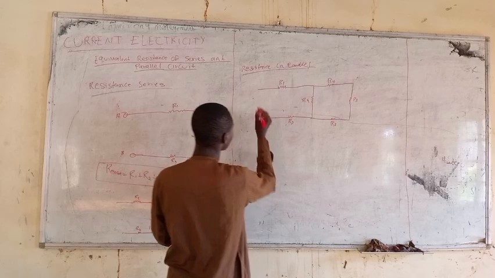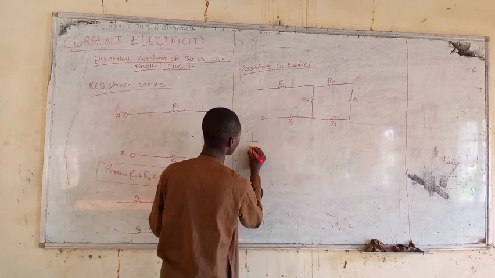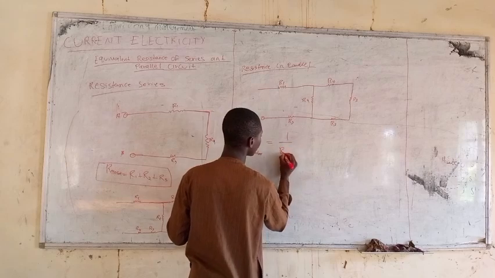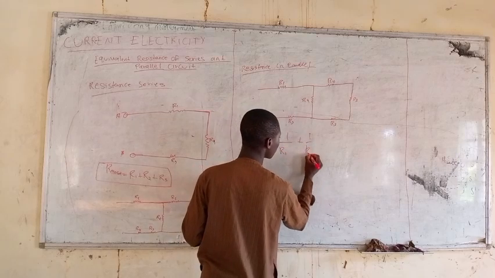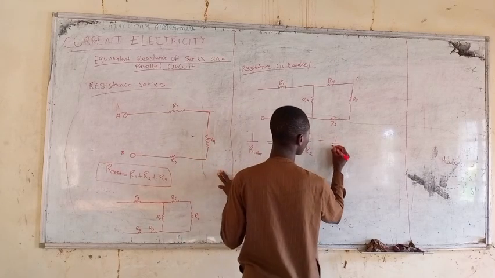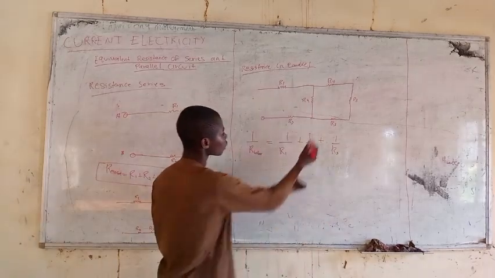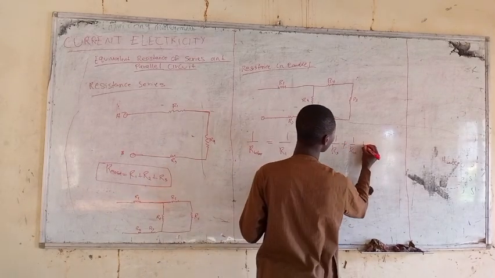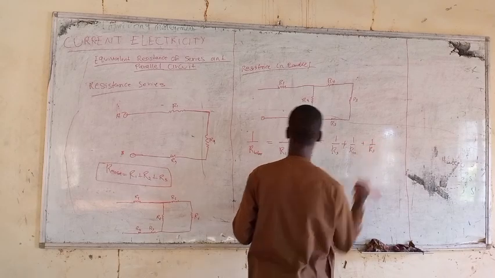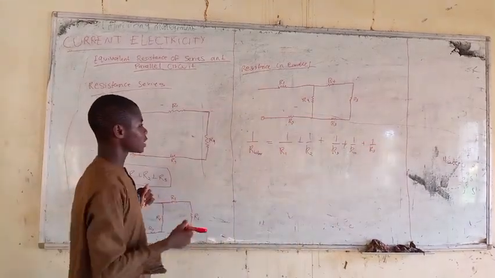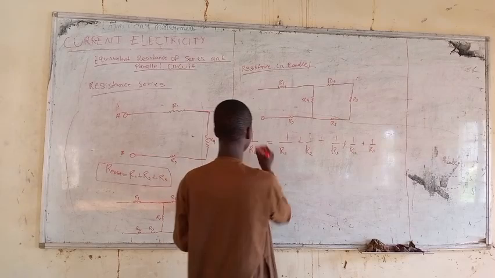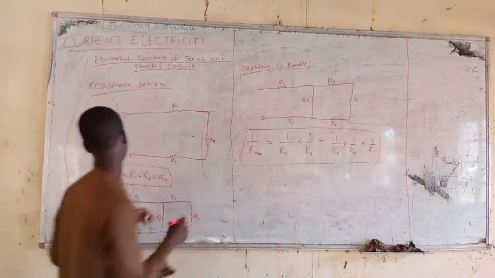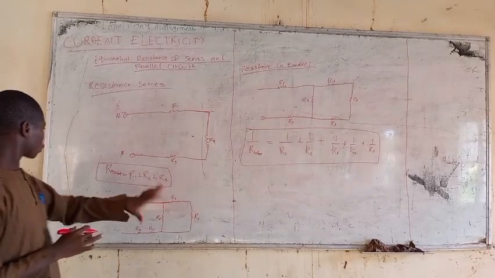Okay, to calculate our parallel resistance, 1 over R total is equal to 1 over R1 plus 1 over R2 plus 1 over R3, and we can go up to 5: 1 over R4 plus 1 over R5. Okay, this is how to calculate resistance in parallel. You can see that the difference between series and parallel is not much.